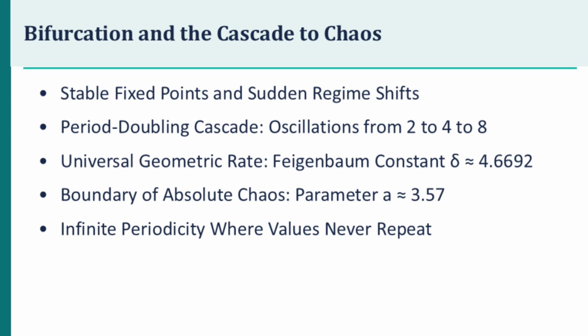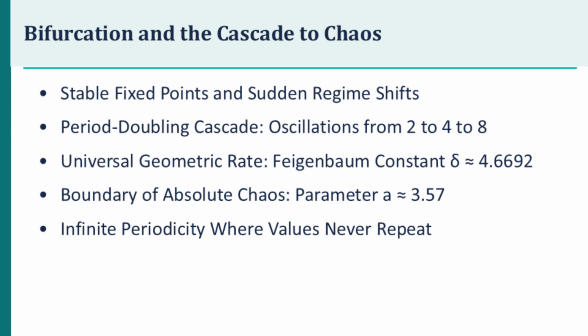As we systematically increase the growth parameter a in the logistic map, the behavior of the system undergoes a series of dramatic mathematical transformations known as bifurcations. When a is between 1 and 3, the population stabilizes completely at a single, unchanging value called a stable fixed point. No matter what the initial population x sub 0 is, it always gravitates to this steady state. However, the moment a crosses the threshold of 3, this fixed point becomes unstable, and the system splits into a period 2 cycle. The population begins to oscillate back and forth between two distinct values from year to year.